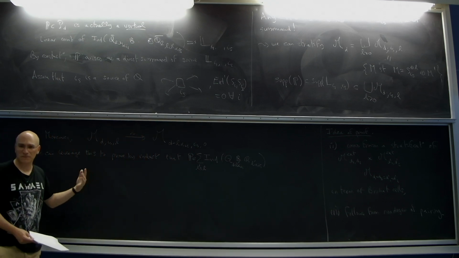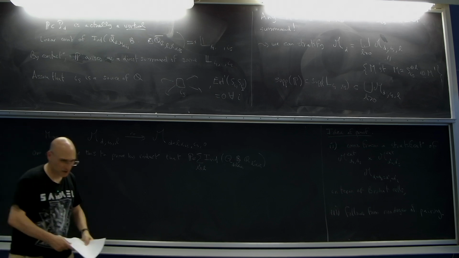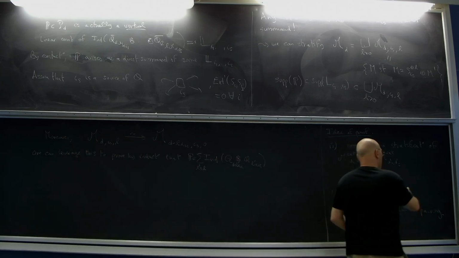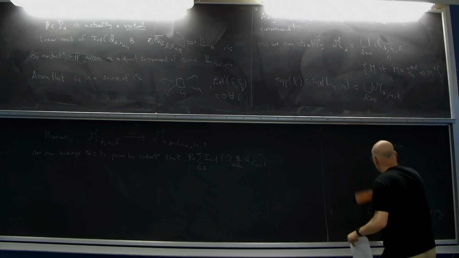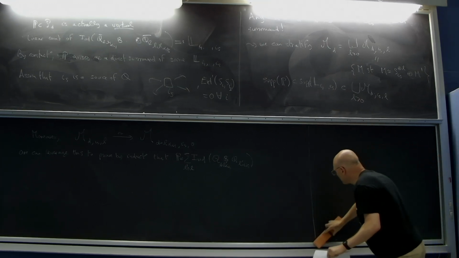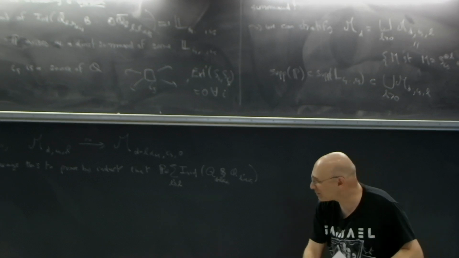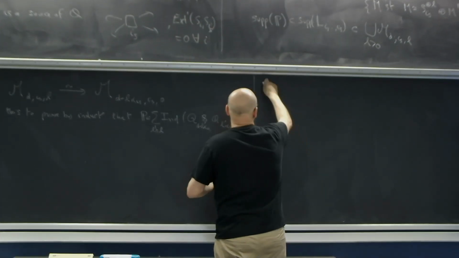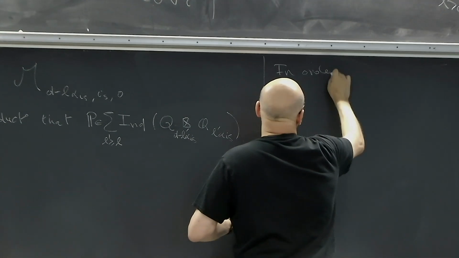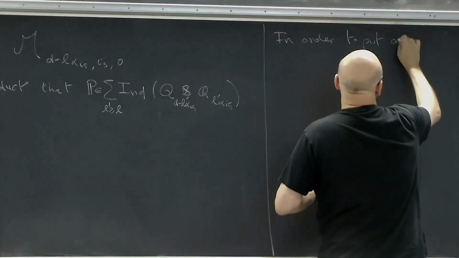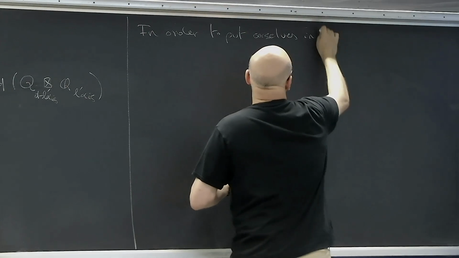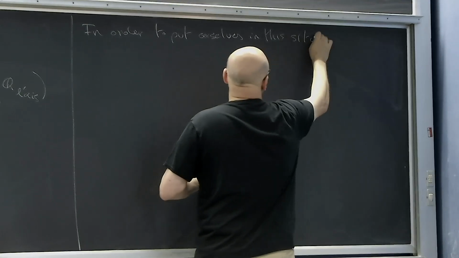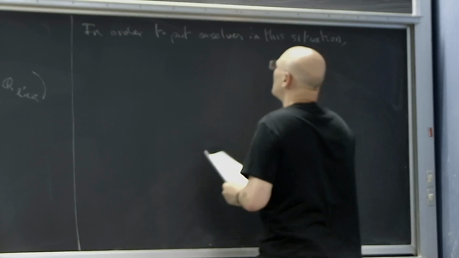Okay. What happens if there are no sources? Ah, okay. And this is, you're right, it's not finished. It's not finished, not at all. So you're right, maybe there are no sources. And so the ingredient, in order to put ourselves in this situation, and this is the other idea of Lusztig, we use some Fourier transform.